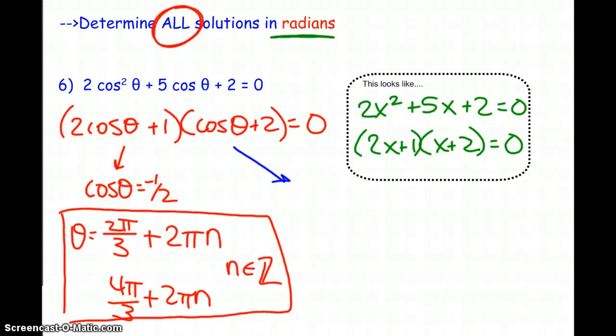We still had one other factor. So I have cosine of theta equals -2. Once again, all of these should be on the circle. If you look on your circle, you do not have an x value of -2. If you try this on your calculator, inverse cosine of -2, you will get an error. This is out of the domain for cosine, so I have no solution from that factor. So in this case, my only 2 answers are 2 pi over 3 plus 2 pi n, and 4 pi over 3 plus 2 pi n, where n is an integer.